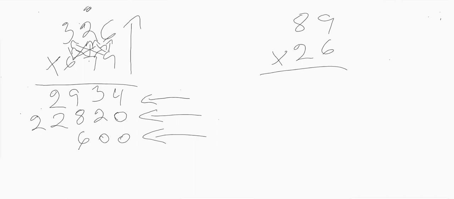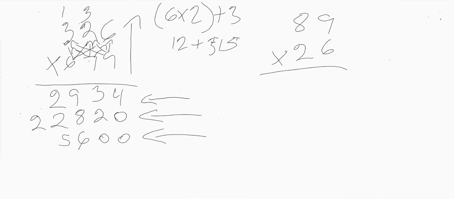So we said 36 was 6 times 6. So now we're doing 6 times 2 plus 3. 6 times 2 is 12, plus 3 is 15. So you're going to put 5 here, bring over your 1. 6 times 3 is 18, because that's 6 plus 6 plus 6. That 18 plus 1 is 19. So since there's no other numbers to multiply, you put your 9 here and your 1 there.